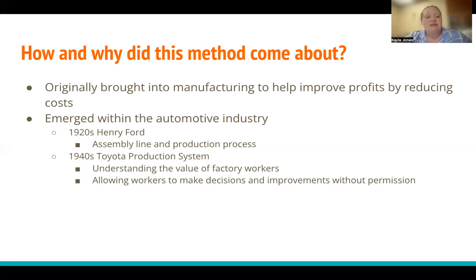Their practices really embraced efficient technology use to carry out cost reduction. And it also really understood the value of their factory workers at Toyota and allowed workers to make decisions and improvements without permission.